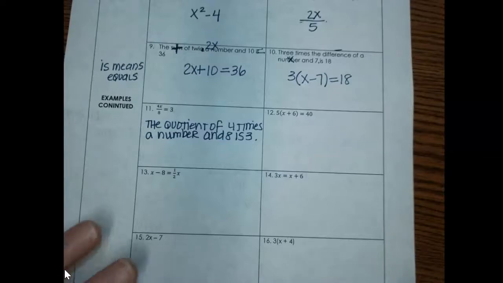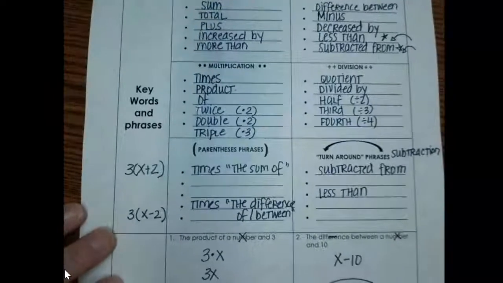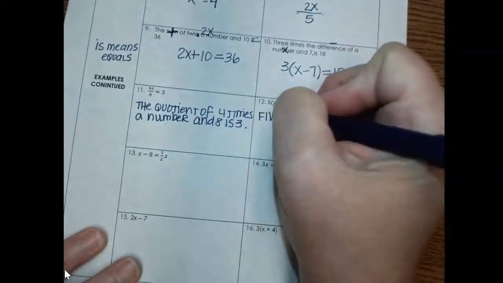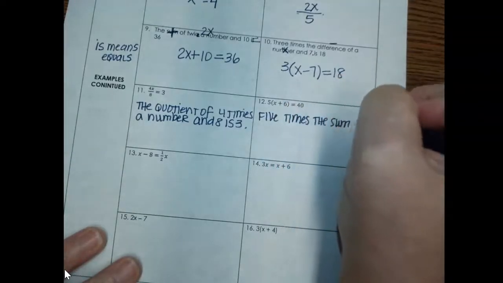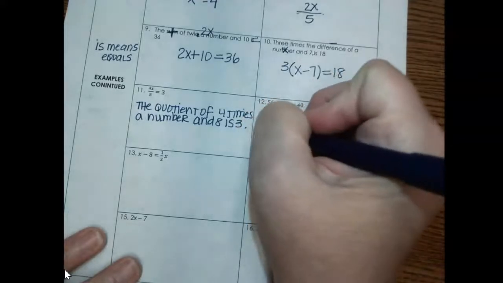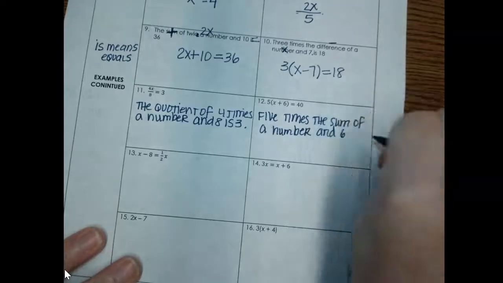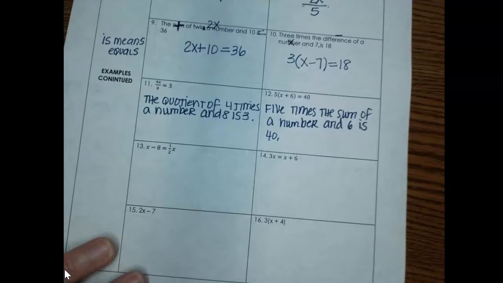Okay. Now, on here we're going to have parenthesis words. So go back and look, and it's adding. So we're going to use times the sum of in our sentence to help us know that there's parentheses. So we have 5 times the sum of a number and 6 and then equals is 40. 5 times the sum of a number and 6 is 40.